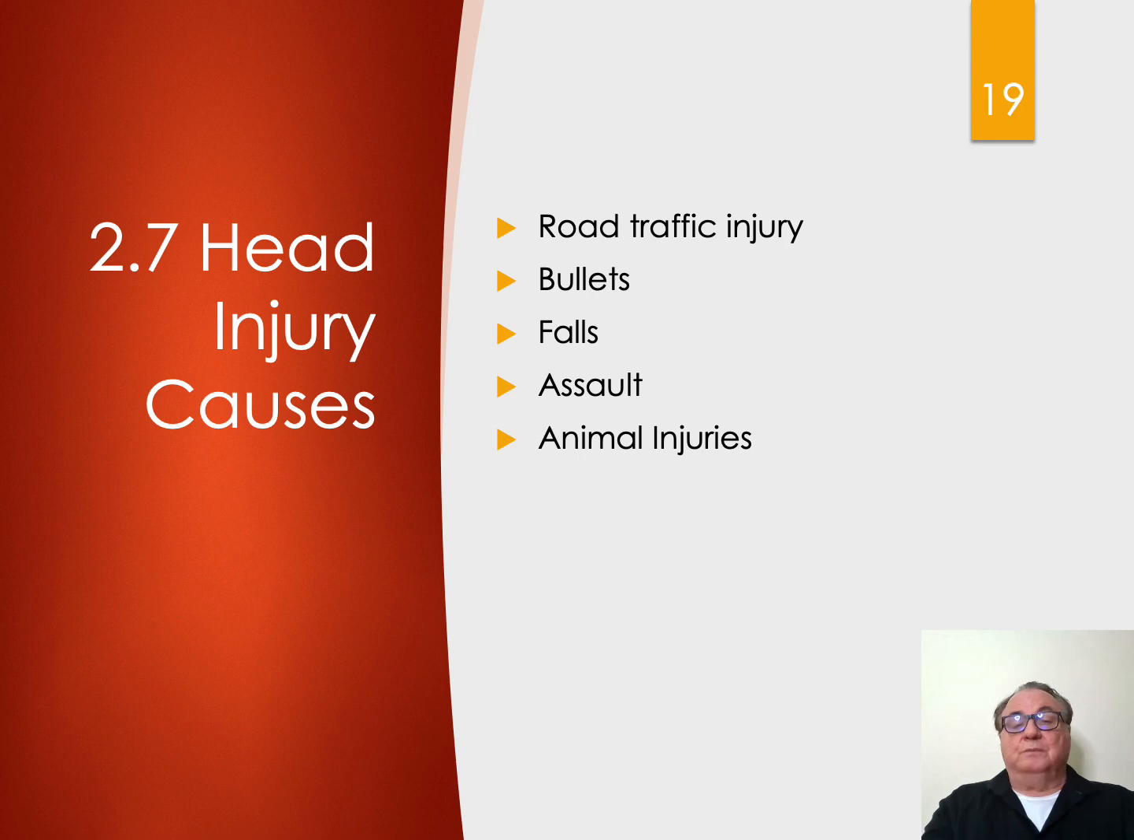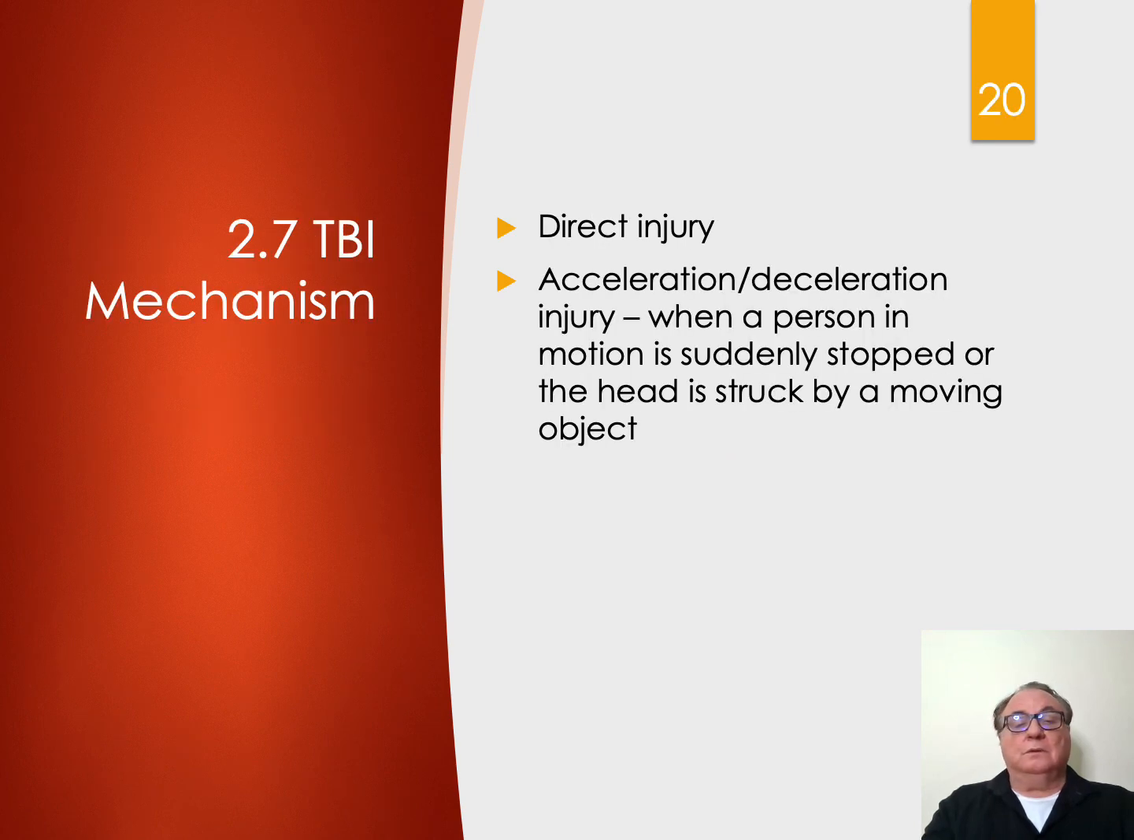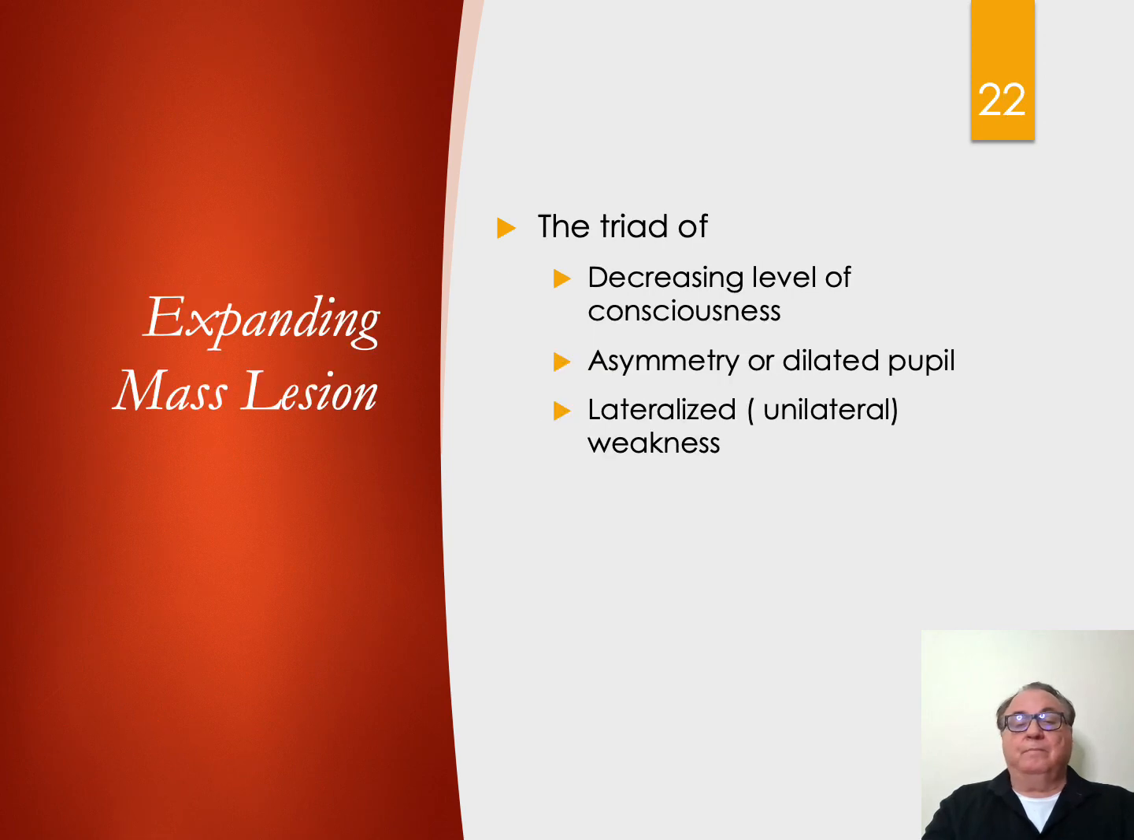What causes head injuries? Road traffic injuries, bullets, falls, assaults, animal injuries. There can be direct injury to the head, or acceleration-deceleration injury when a person's motion is suddenly stopped, or the head is struck by a moving object. When you have decreased level of consciousness, asymmetry of pupils, and weakness on one side versus another, you have to think about an expanding mass lesion or a hematoma in the case of trauma.